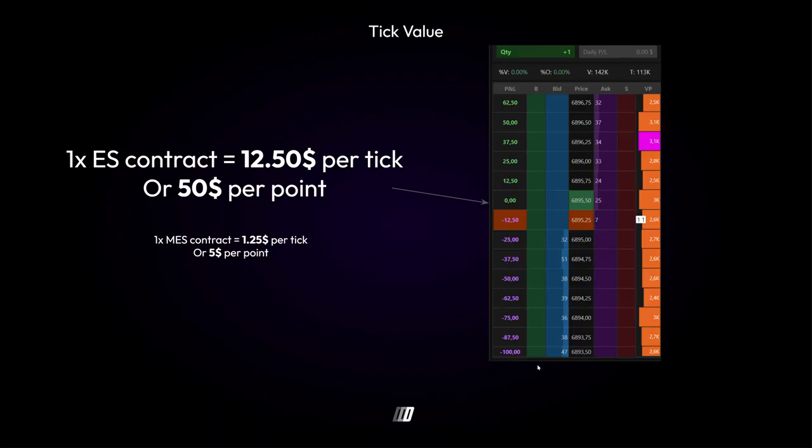For micro contracts instead, a micro contract like the MES will typically be 1/10 or 1/5 of the tick value of, let's say, the mini contract. So the micro contract will be $1.25 per tick, or $5 per point. $50 a point, $5 a point, 1/10. Because you see, from 95.50 to 96.50, that's $50. And that is tick value.